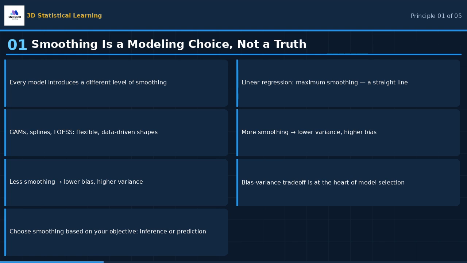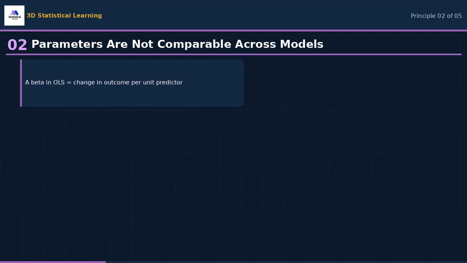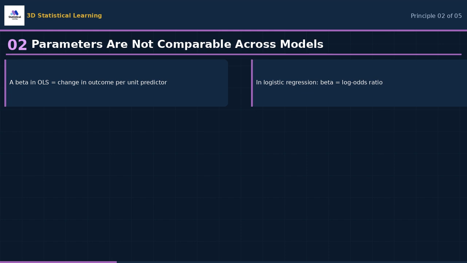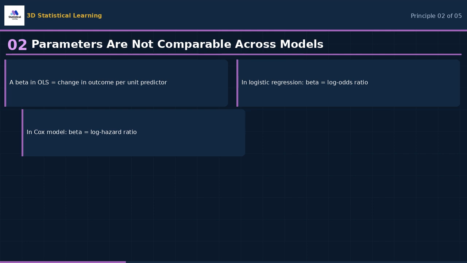Principle 2. Parameters are not comparable across models. This is perhaps the most dangerous misconception in applied regression. Researchers frequently fit 2 different models and then compare the coefficient on the same variable across both, concluding that the effect is stronger in one model than the other. This reasoning is almost always wrong. A beta coefficient in ordinary linear regression represents the expected change in the outcome per 1 unit increase in the predictor, holding all other variables constant.